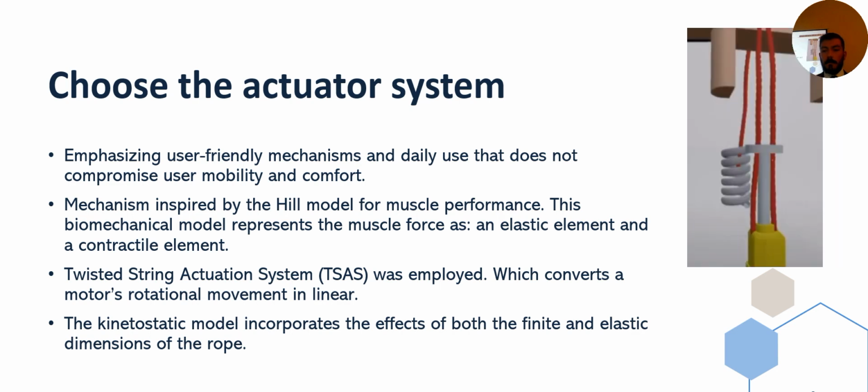This is the TSAS, and here is a video of how it is being used. In summary, the TSAS has two ropes, and you twist the ropes. Whenever you twist the ropes, you shorten their length. So that is the movement: we change rotational movement into linear movement.